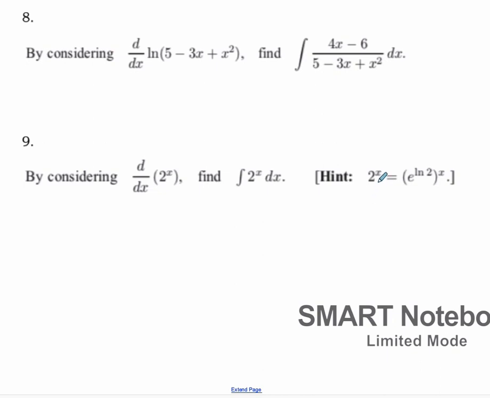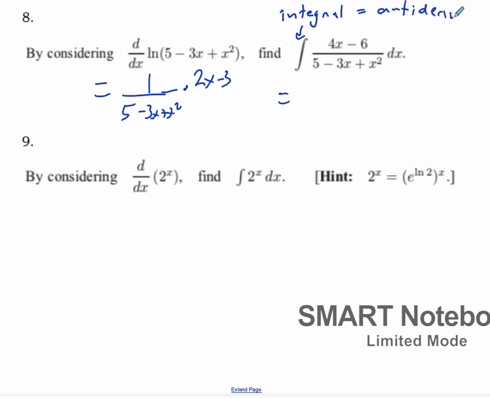Let's take a look at a couple more. Let's consider the derivative of that. So the derivative of that is ln, so it's 1 over 5 minus 3x plus x squared. Chain rule means you multiply by 2x minus 3. Okay, so this is almost 2x minus 3 here. By the way, this symbol I haven't introduced yet. This means the antiderivative or the integral. Okay, we'll see more of this later.